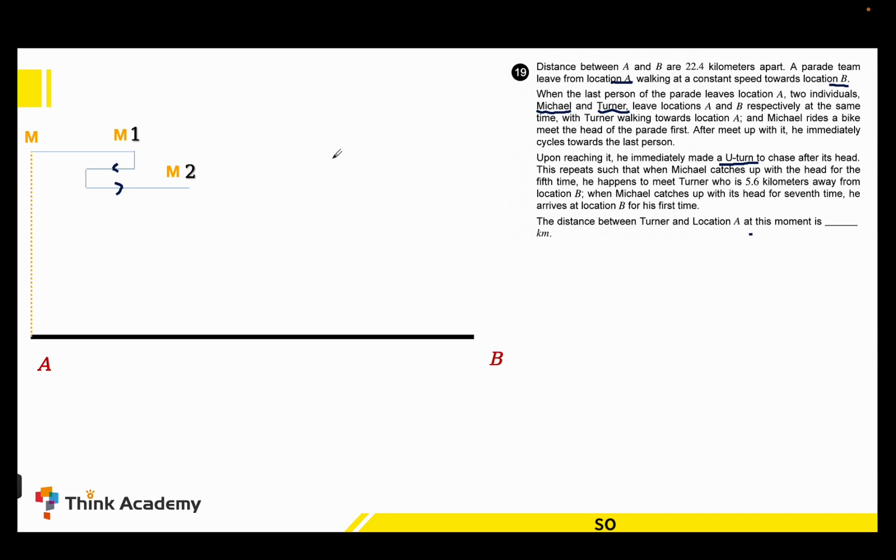So remember one thing: when Michael wants to chase the first guy, because the team is also moving, Michael is in this direction and the team is also in this direction. It's a kind of chasing problem. And when Michael turns back, Michael is in this direction and the team is in this direction, toward the last guy. It will become an encounter question. So after that, we can draw all the scenes.